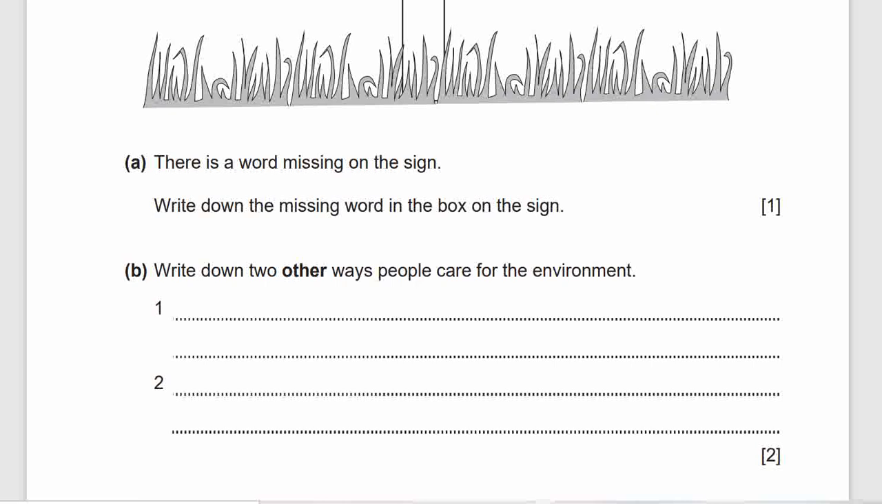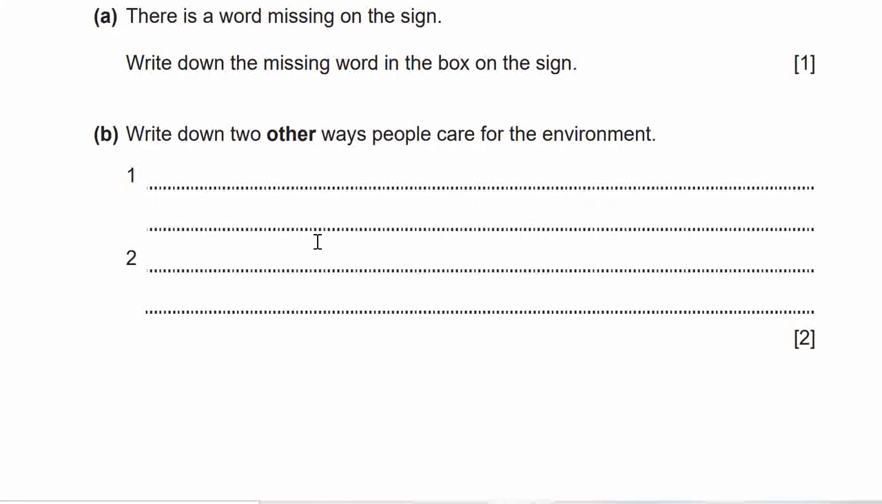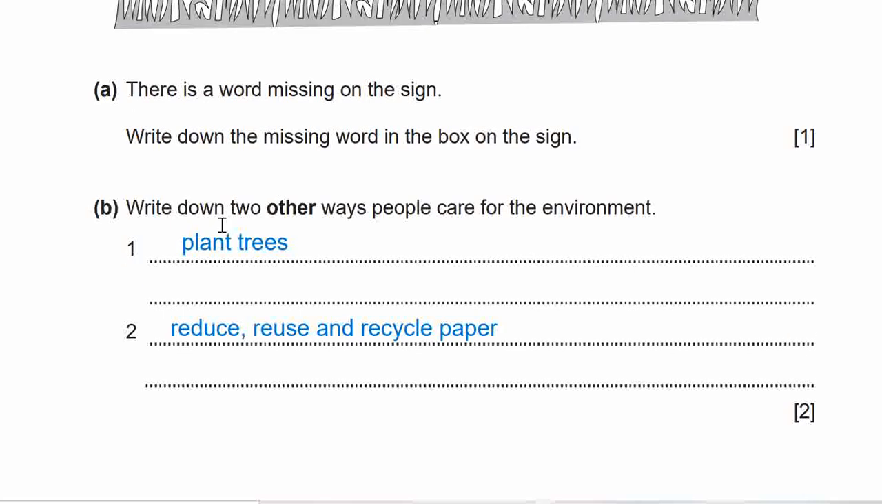Next, question B. Write down 2 other ways people care for the environment. So the answer for this may vary. It's an open answer. This is just an example of the answer. Plant trees. And number 2 is reduce, reuse, and recycle paper, so fewer trees are cut down. And when we plant trees, there are more plants or more trees to absorb the carbon dioxide.